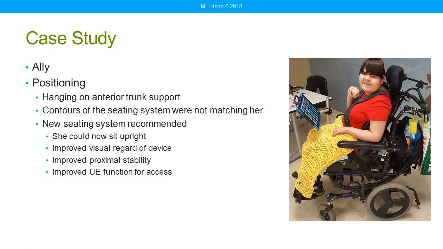In her new seating system, she could now sit upright. She had improved visual regard of her device. Instead of hanging forward with her head hanging towards her lap, she could now gaze quite readily at this device and maintain upright and maintain balance of her head. She had improved proximal stability, so close into her body, she was very stable. That allowed her to free up her arms and reach out and access the device.